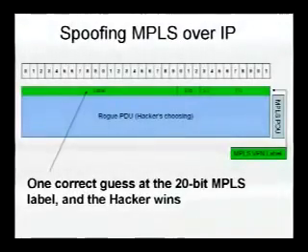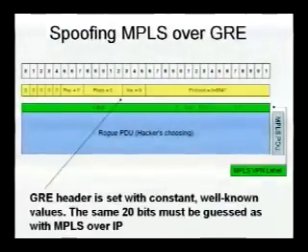So spoofing over MPLS over IP, one correct guess on the 20-bit MPLS label and the hacker wins. So this is if the hacker can get into your core, if you've got MPLS over IP enabled, it's almost trivial for him to get a packet into the customer VPN. MPLS over GRE adds 4 bytes of header that are constant. You can look it up in an RFC and you know exactly what it is. So really it's identical to MPLS over IP, except the header size is 4 bytes larger.